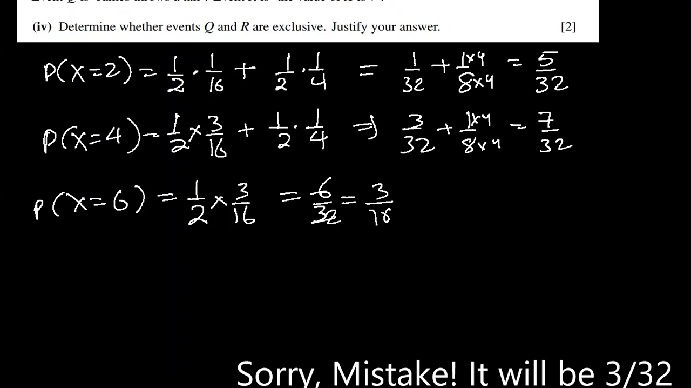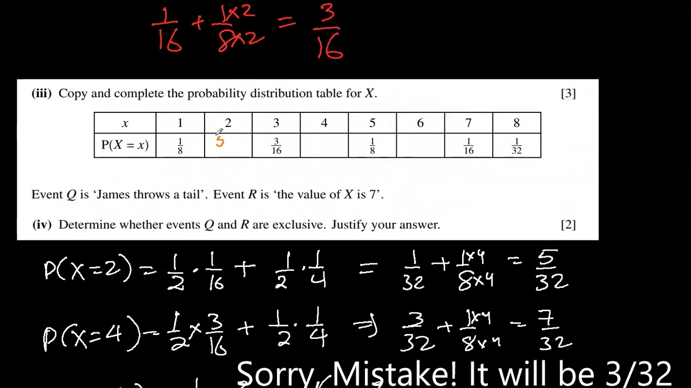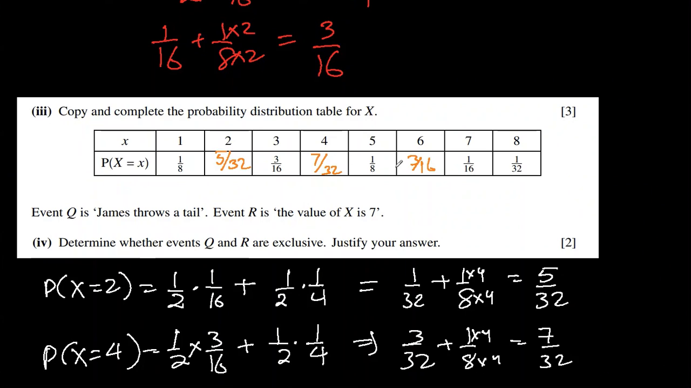I could have gotten this 3 over 16 by adding all of them and then subtracting from 1, but I did it individually. It's okay. 5 over 32 for 2, 7 over 32 for 4, and finally 3 over 16 for 6. Now, all probabilities must add up to 1. Once you fill them, add them; their sum should be equal to 1. I'm sure their sum will be equal to 1, but you verify yourself.